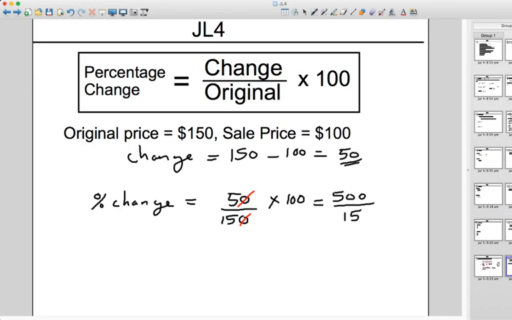Now both of these numbers are divisible by 5. So if I was to divide 500 by 5, I would get 100. And if I was to divide 15 by 5, I would get 3. And if I was to do 100 divided by 3, I will get 33.3 recurring percent as my percentage change.